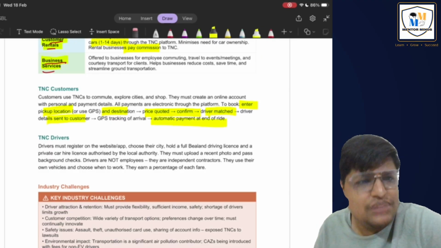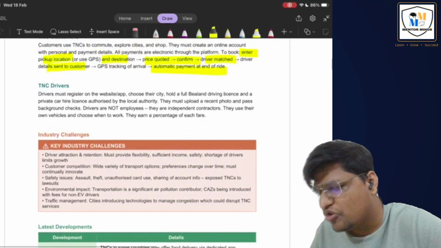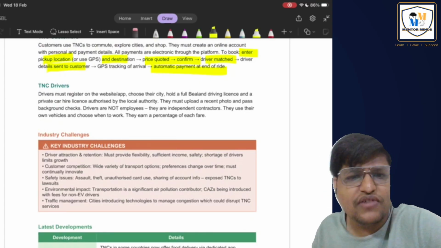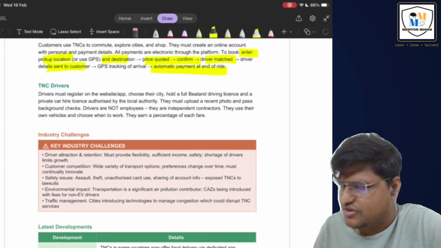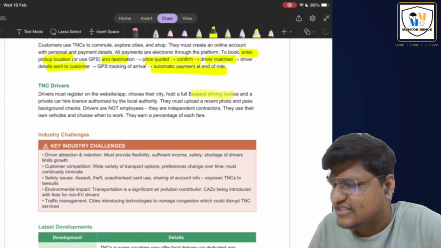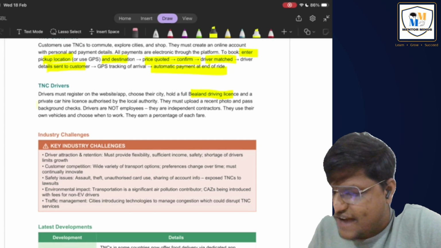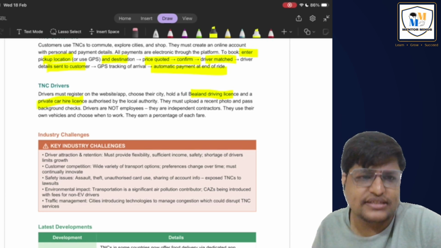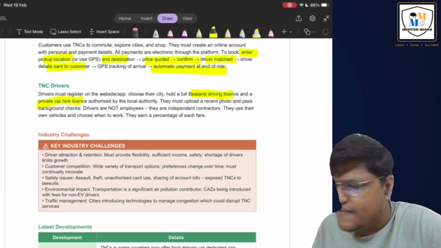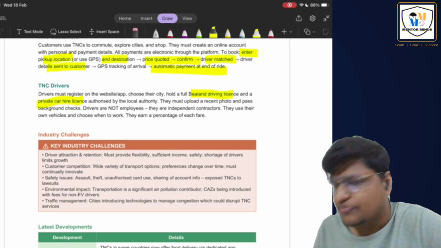So this is a very simple process that the TNC customers are following. Same for TNC drivers. TNC drivers will make sure that first of all they have a driving license, guys, and at the same time they have the private car hire license, right? And then they will also have an app.